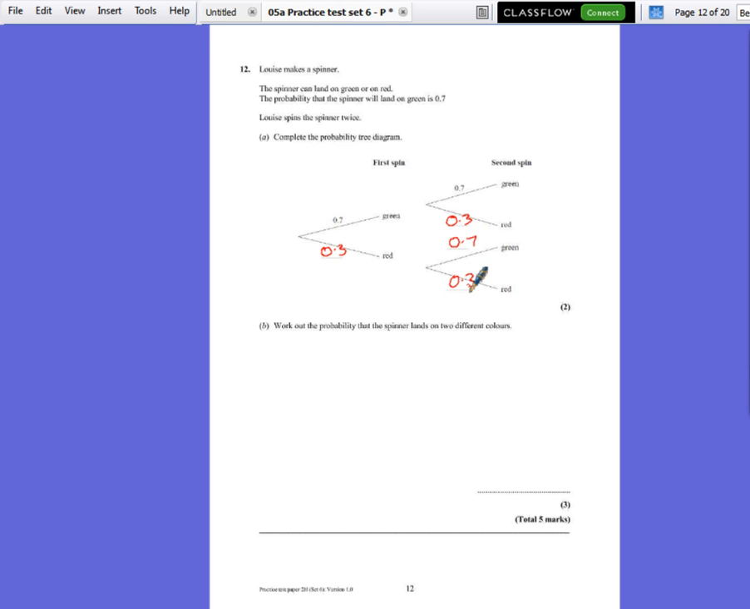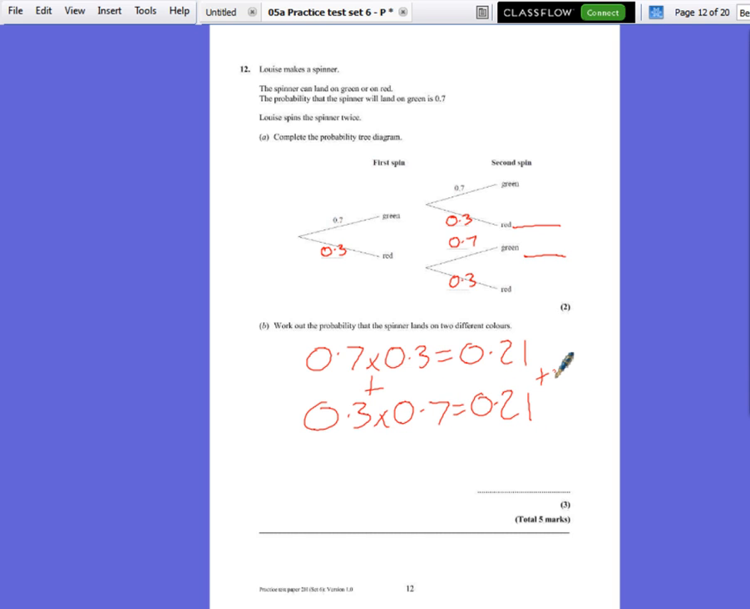Work out the probability that the spinner lands on 2 different colours, where we can either have green and red, or we can have red and green. So to do green and red, it will be 0.7 times 0.3, which is 0.21, or we can have 0.3 times 0.7, which again is 0.21, and because it doesn't matter which one we're after, we can add those together, which is 0.42.